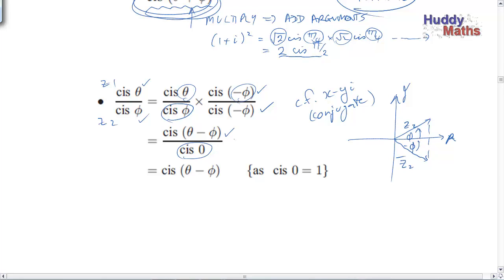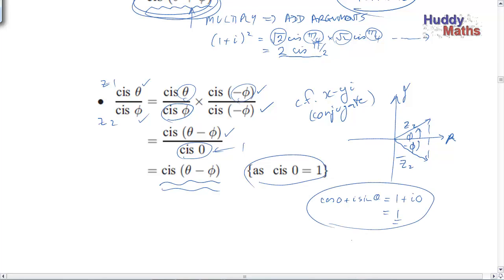A cis of naught, we better look at that. That's cos naught plus i sine naught. Cos of naught is what? Cos of naught is 1. Sine of naught is naught. So the answer is 1. So this is dividing by 1. Hey, we've just got another nice result. I'll put that there. It's just cis naught equals 1. We've just proven it down here.